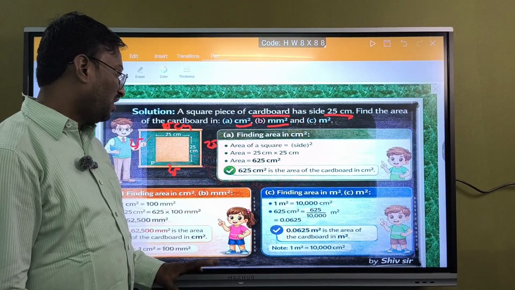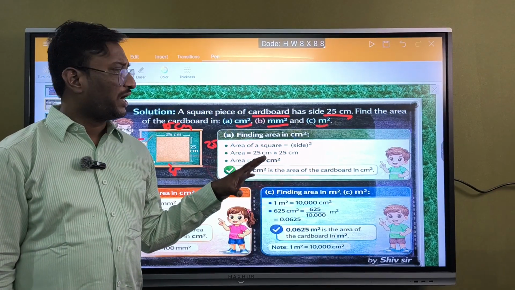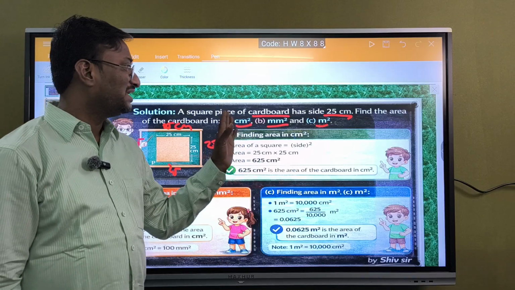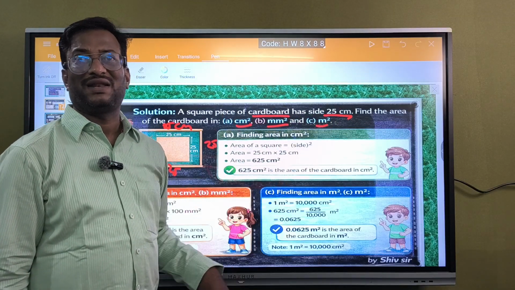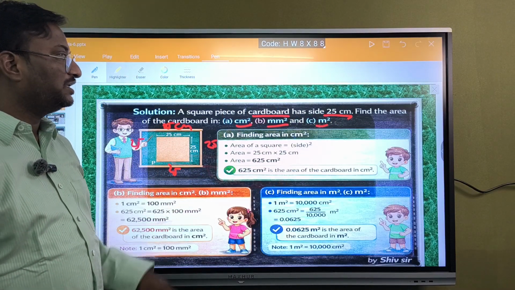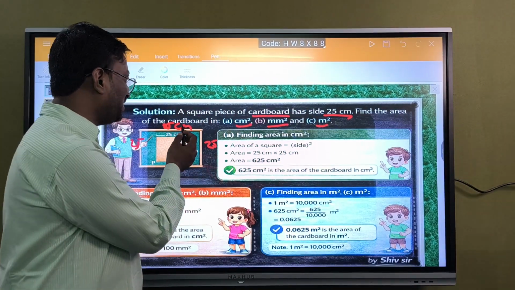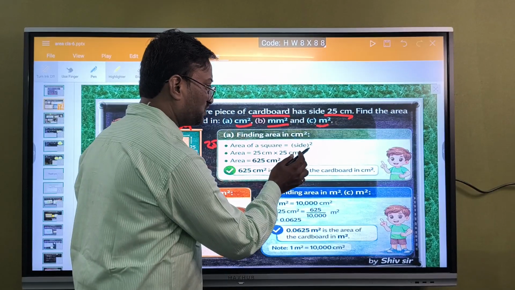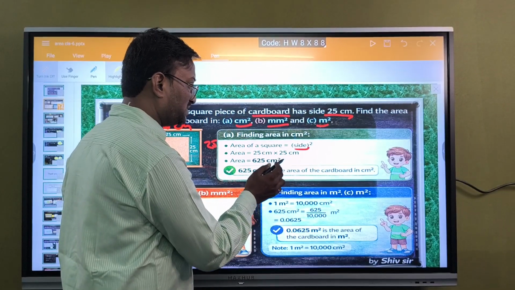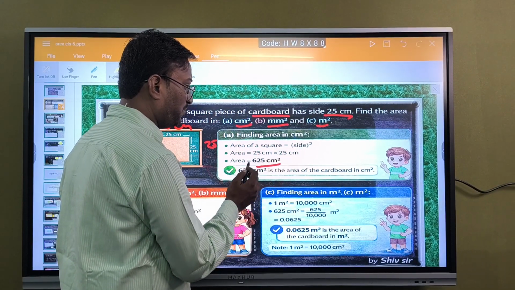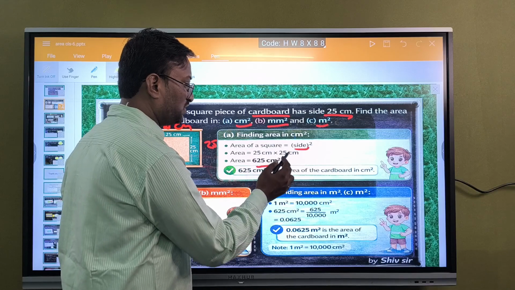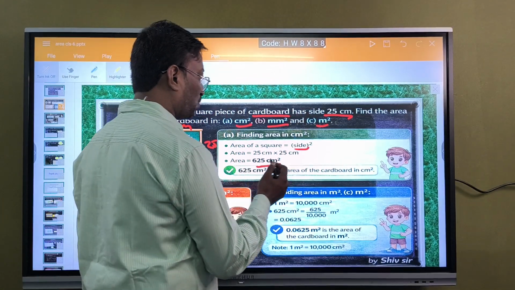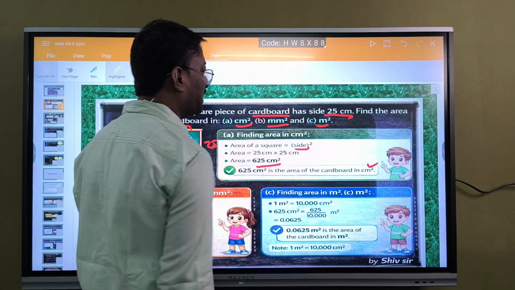See children, if you try such kinds of problems, you will be able to know how to convert centimeter to millimeter, millimeter to meter. So you are going to get the knowledge of this. First they have given it in centimeters directly, so we try to solve in centimeters. The area of a square is side square, 25 centimeters into 25 centimeters, that is 625 centimeter square.